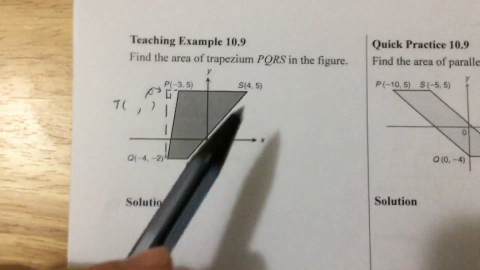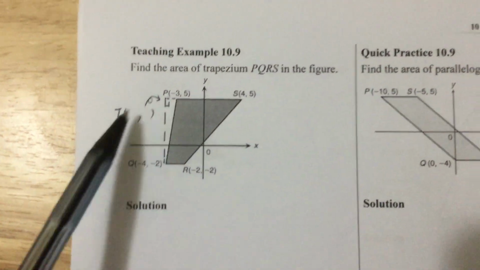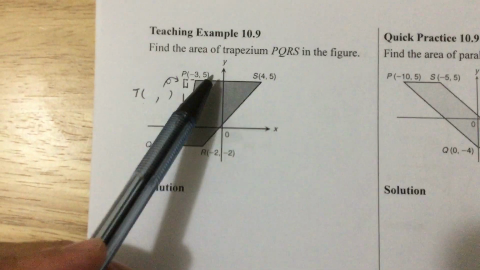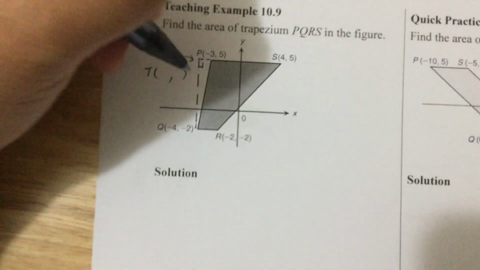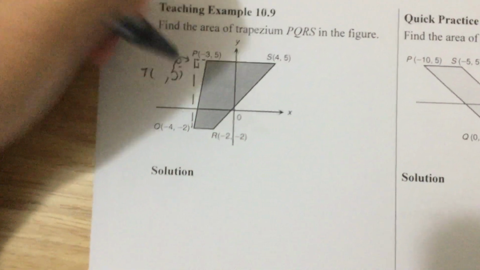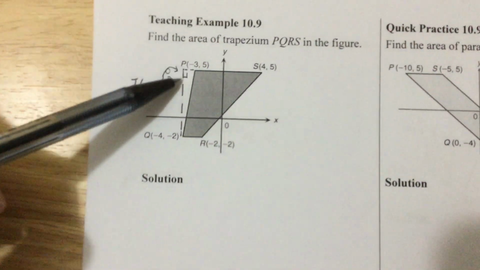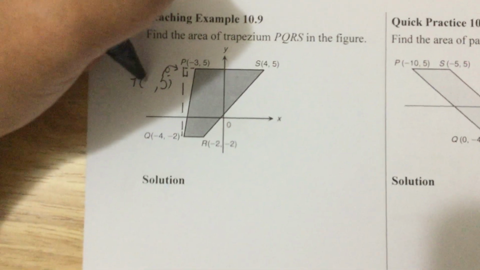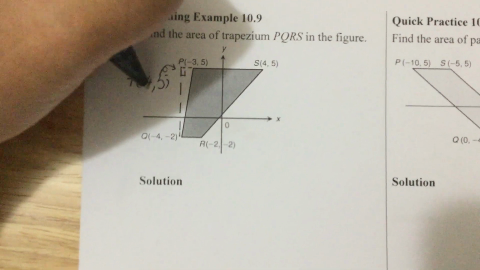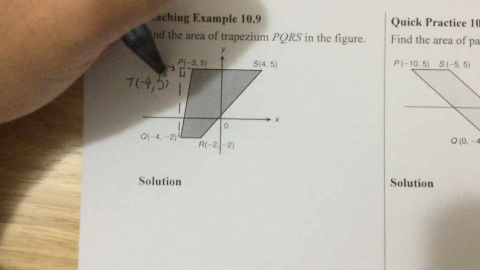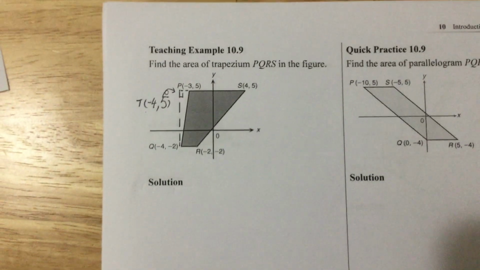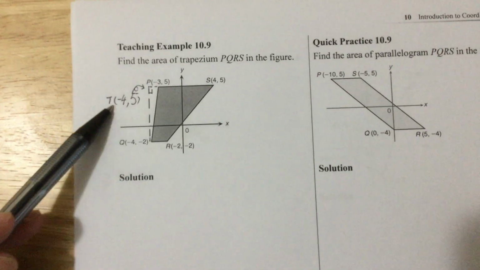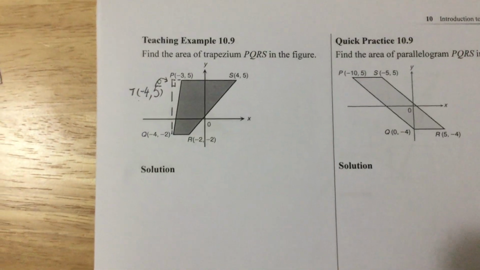So once again, this is a horizontal line. T, P, S are on the same horizontal line. We see 5, 5 in the y coordinate. So obviously, T must have a 5 here. So what about the vertical line? T and Q are vertical. So this one must be -4. So you got -4 and 5 here. So you will look at the video for this one. So you find the height QT with the T coordinate.